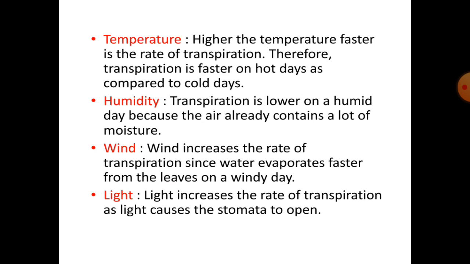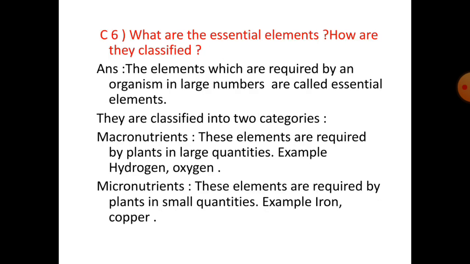Humidity. Transpiration is lower on a humid day because the air already contains a lot of moisture. Wind. Wind increases the rate of transpiration since water evaporates faster from the leaves on a windy day. Light. Light increases the rate of transpiration as light causes the stomata to open.